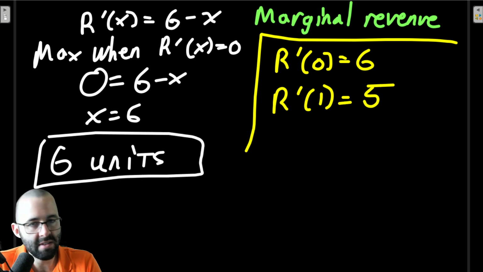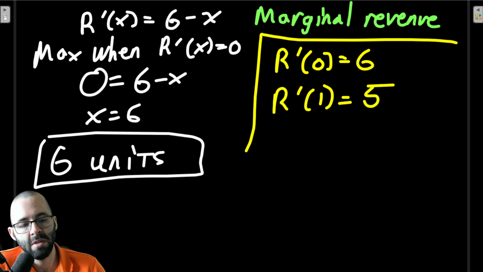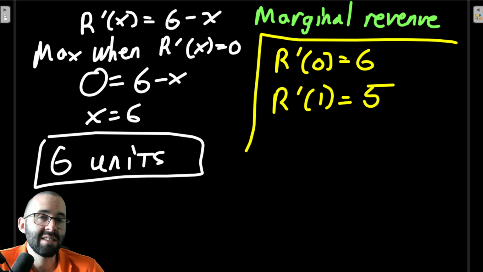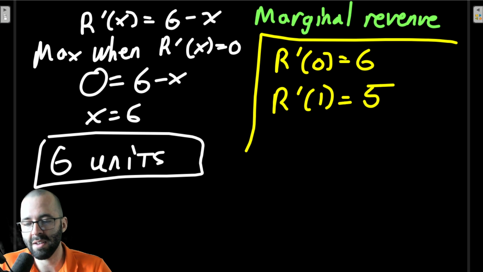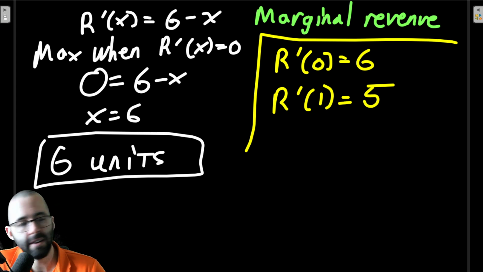If we make more than 6 units, our revenue is going to go down, because if we want to sell more than 6 units, the price that we have to sell them at is just too low. If we have fewer than 6 units, the price is higher for each one, but we're just not selling enough. So this is that kind of balance for the price and demand and production. All right, good luck.